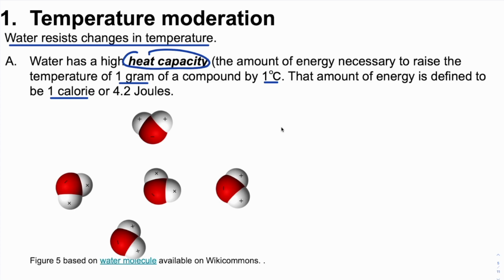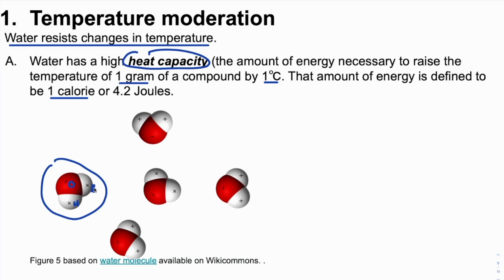Now, let's delve deeper into the structure of water and see why water has these properties. If you get it, great. If not, then just remember the basics. Let's start with a water molecule, with its oxygen, which has a partial negative charge, and its two hydrogens, which each have a partial positive charge.